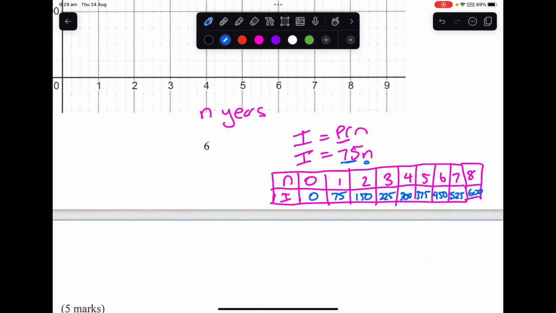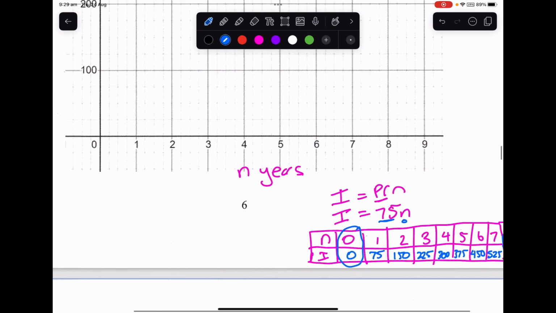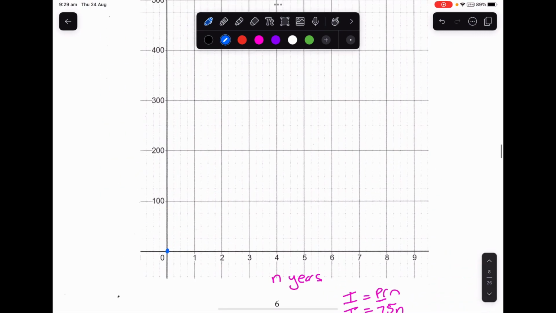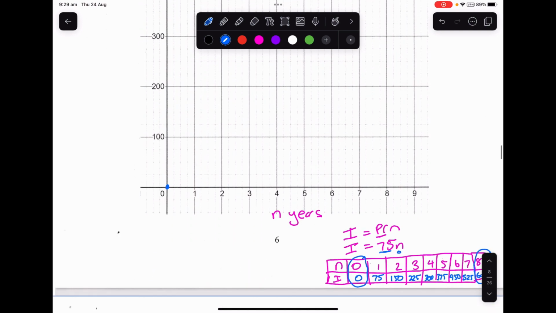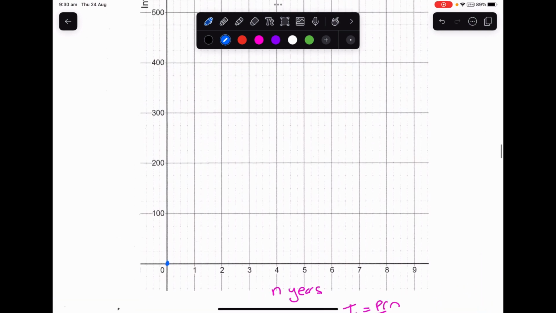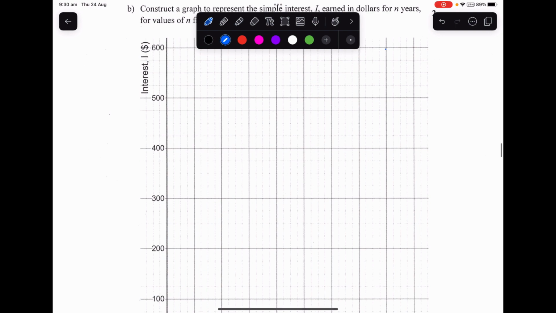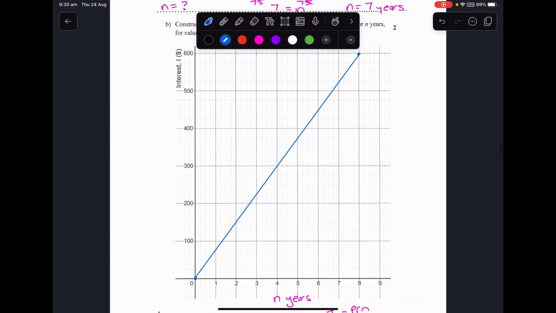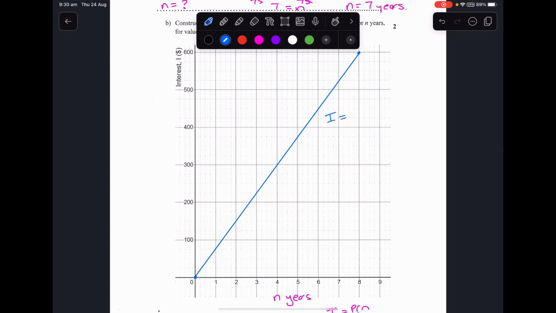Now to draw this line, you really only need the 0 and the 0 and the last one, which is 8 and 600. So let's do that. So if we have a point on here that's at 0, 0, and then we go to the 8th year, and I'm going to scroll up to where it says $600. That's there. And we just need to draw a line that joins those two with a ruler, making sure it's straight. And that is your I equals 75N.